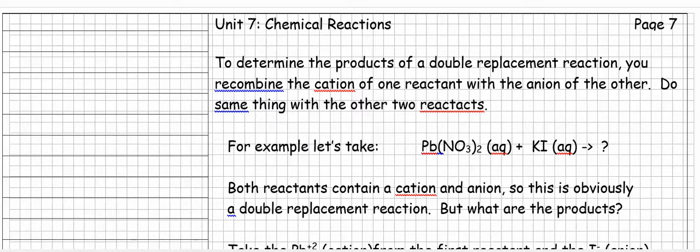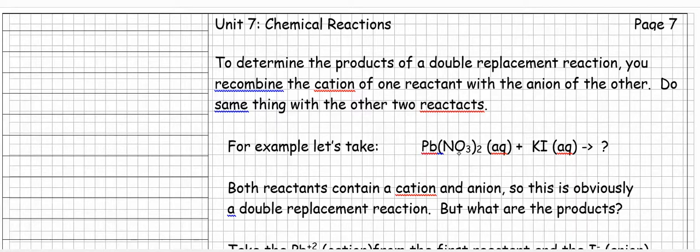So here we go. We said that to determine the products of a double replacement reaction, you combine the cation of one reactant and the anion of the other, and do the same thing with the other two reactants. So here we have the reactants of a double replacement reaction. We have lead nitrate and potassium iodide. Now, just a couple of things of note. First of all, I want to determine what the charge is on this lead atom, because lead is a transition metal. That means it has multiple oxidation possibilities, multiple charge possibilities, okay?